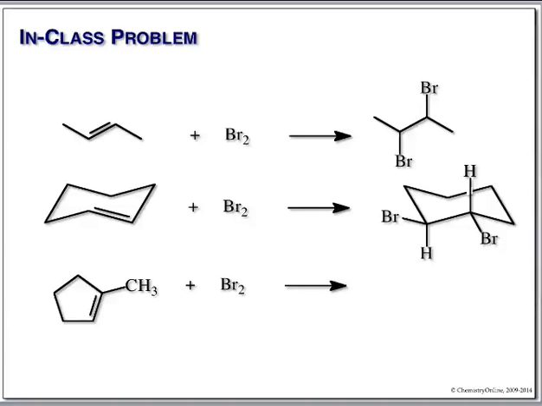Here, we're simply adding bromine across a cyclopentene. We know that the bromines must be on opposite sides. Something like that would work. Any questions?